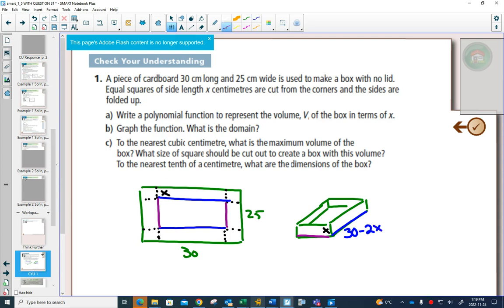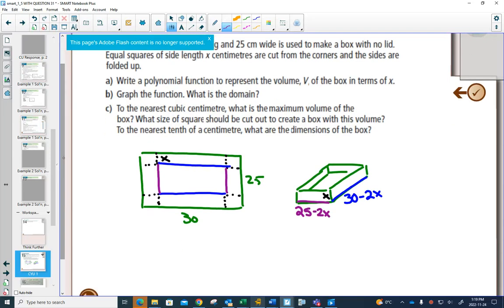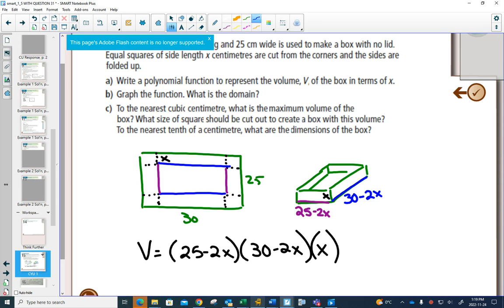How long is the purple line? Same idea. 25 minus 2X. And since we know that the volume is length times width times height, this question says, write a polynomial function to represent the volume in terms of X. So volume equals length, 25 minus 2x, times width, 30 minus 2x, times height, x.